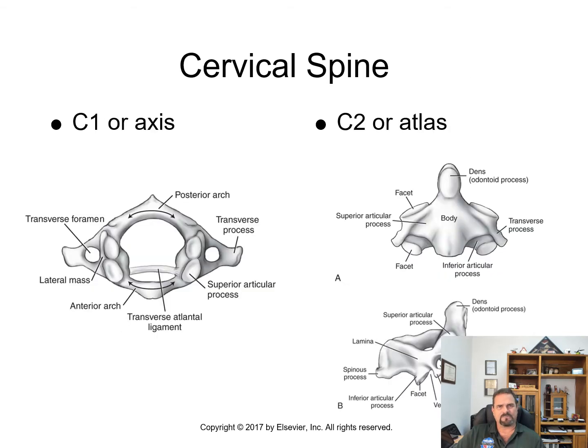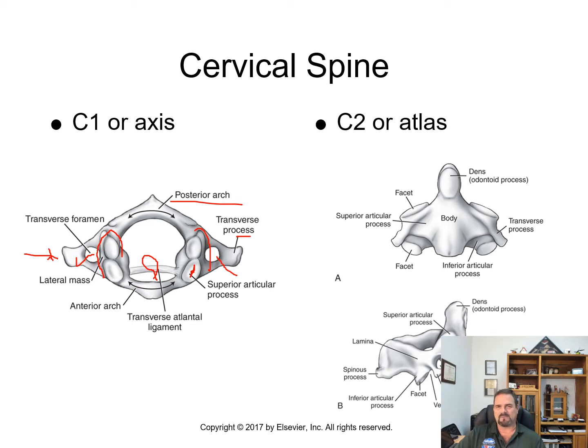Okay, all right, so cervical spine, C1 or atlas, and C2 or axis. So let's talk about these two. C1 is the very first vertebra. You have the posterior arch included on that. You do have transverse processes on both sides. You have what's known as the lateral mass, this area here, and then the superior articular processes, which is this one right here, and your transverse atlantal ligament, right here. This is what holds these two together. And then the transverse foramen, which is in this area on both sides.